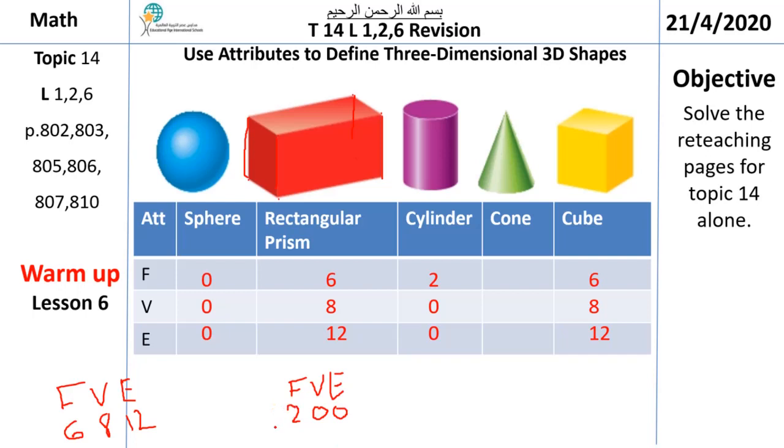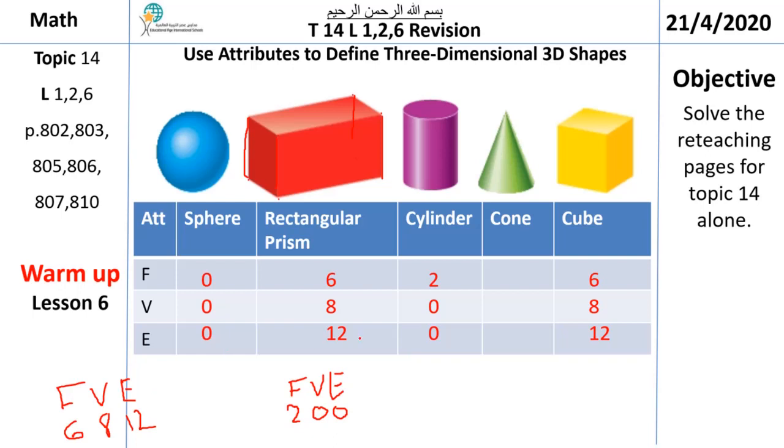So now you know that the flat surfaces for the cylinder is 2. The vertices is 0 and the edges is 0. So FVE for the cylinder is 2, 0, 0. Okay, if I ask you about the flat surfaces, you will say 2. If I ask you about the vertices, 0. If I ask you about the edges, 0. You should be able to get what is each by itself. Okay, so if I tell you how many edges does a rectangular prism have, you should be able to say it's 12. If I tell you how many vertices does a cylinder have, you should be able to say 0.